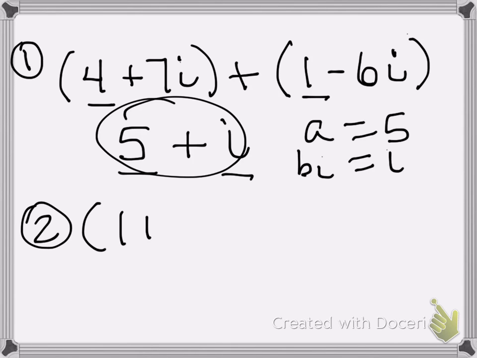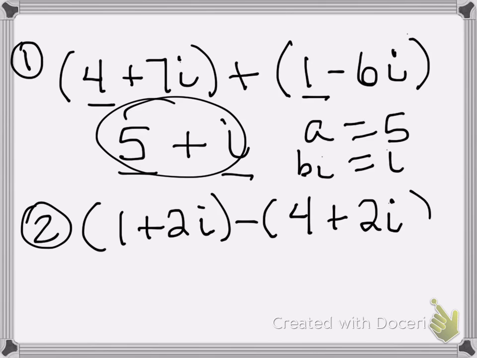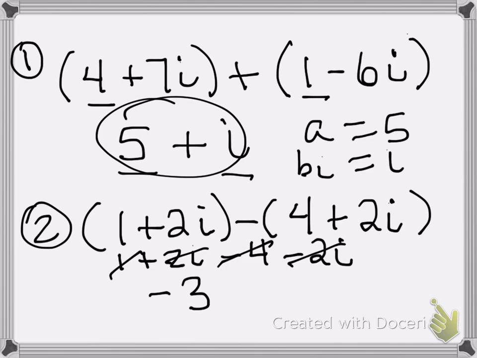Here's the number 2 example. We have 1 plus 2i minus 4 plus 2i. So again, you're going to do the same type of thing, paying special attention to that subtraction in between. You might want to go ahead and distribute that: minus 4 minus 2i. And then you put your like terms together. I'm going to keep my constants together, so 1 minus 4 gives me negative 3. And then those 2i's cancel out. So negative 3 would be your answer.